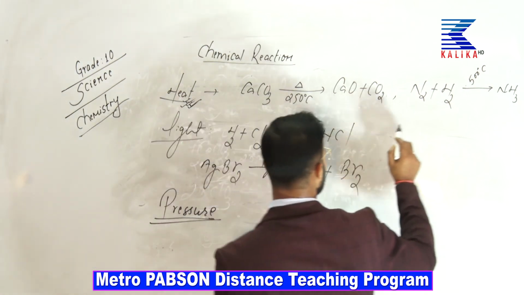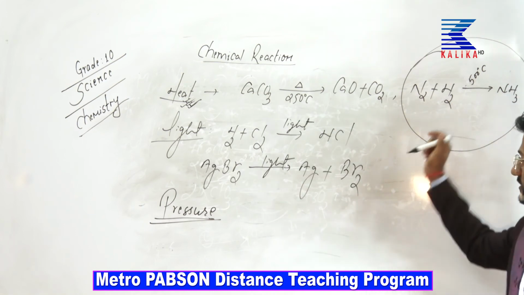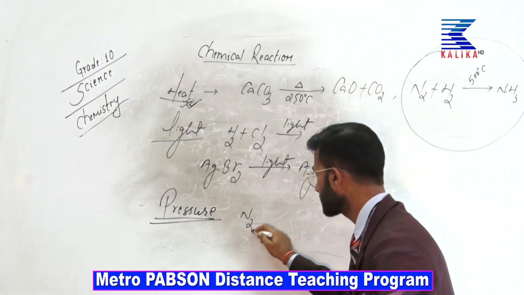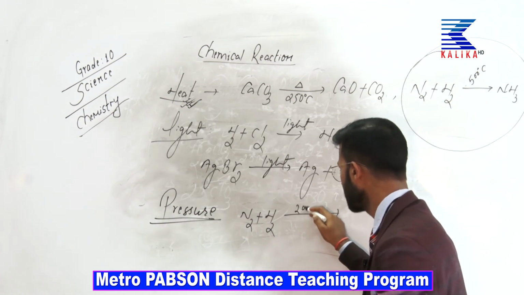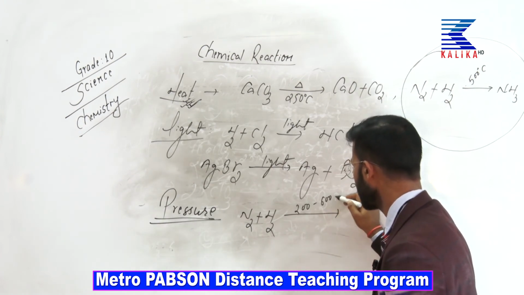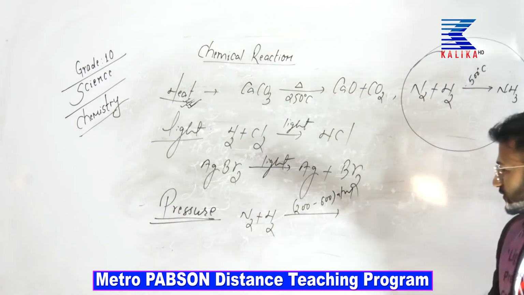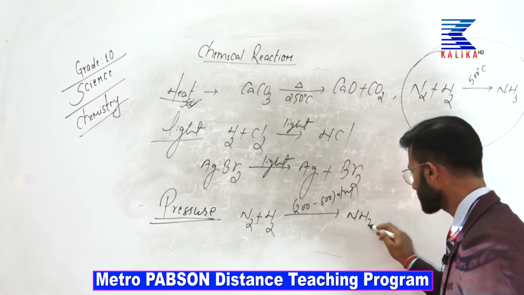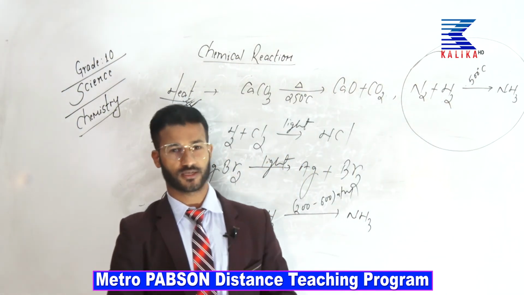Look at the example here. In this chemical reaction, N2 plus S2 does not react together until you supply 200 to 600 atmospheric pressure. So, pressure is also needed for some chemical reactions to occur. Without pressure, the chemical reaction does not take place.